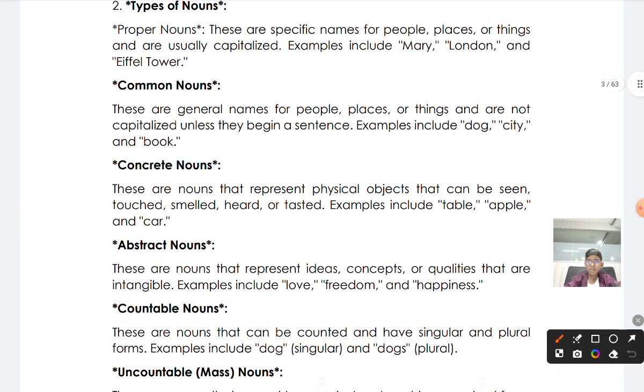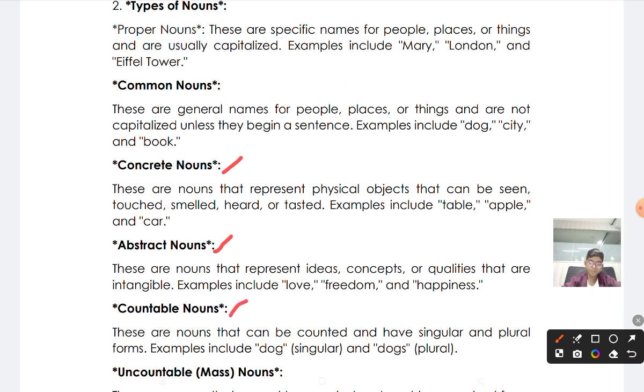Next comes the concrete nouns. These are nouns that represent physical objects that can be seen, touched, smelled, heard, or tasted. Examples include table, apple, and car. So next comes the abstract nouns. These are nouns that represent ideas, concepts, or qualities that are intangible. Examples include love, freedom, and happiness.